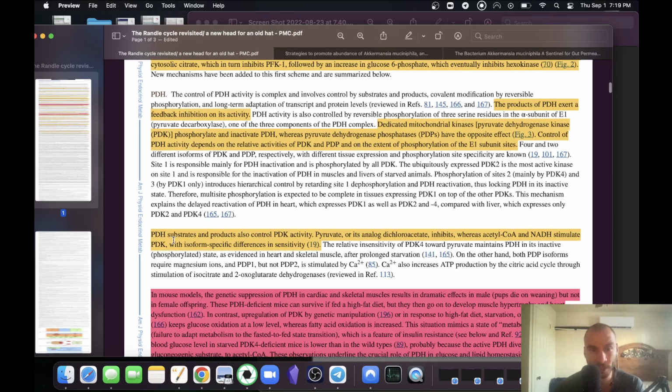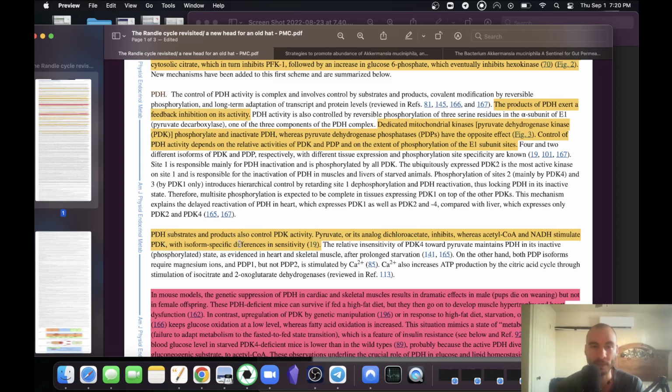So what they say is pyruvate dehydrogenase substrates and products also control pyruvate dehydrogenase kinase activity. Pyruvate, or its analog dichloroacetate, inhibits, whereas acetyl-CoA and NADH stimulate pyruvate dehydrogenase kinase, with isoform-specific differences in sensitivity. So depending on the isoform, the different type of enzyme, some are more sensitive than others to these products, acetyl-CoA or NADH or pyruvate or a similar compound to pyruvate, dichloroacetate, in terms of their inhibition or accentuating effects, or activating effects, I guess would be a better word.